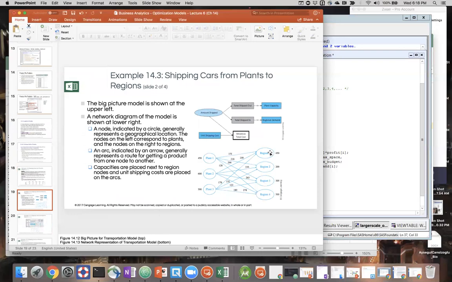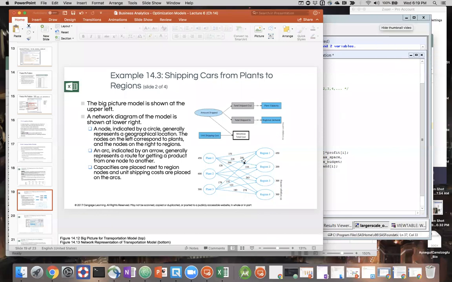I think this makes it very clear. This network diagram for transportation problems is super helpful to understand what's happening. So basically, there are plants, and the initial node in a transportation problem is usually called the origin. So here we have 3 origin nodes: plant 1, plant 2, plant 3. And then we have destination nodes: region 1, region 2, region 3, region 4.